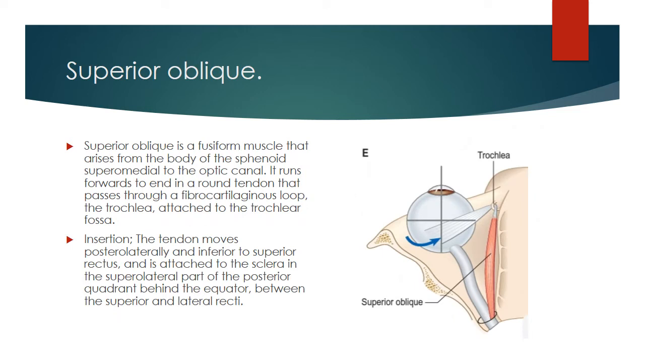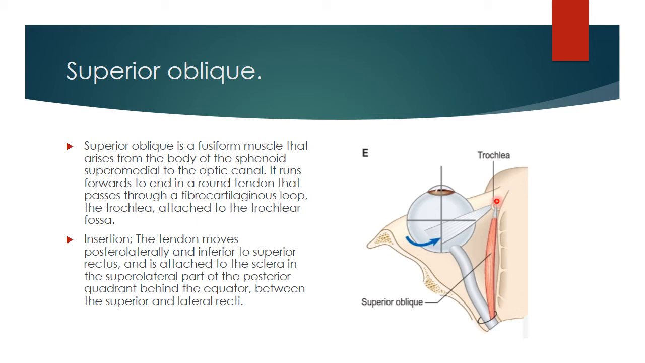The next two are oblique muscles. The first is the superior oblique muscle. Superior oblique muscle is a fusiform muscle that arises from the body of the sphenoid superomedial to the optic canal. It runs forward and ends in a round tendon. See, this round tendon passes through the trochlea, a fibrocartilaginous loop which is attached in the trochlear fossa on the medial wall of the orbit.